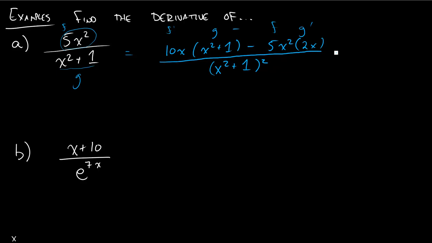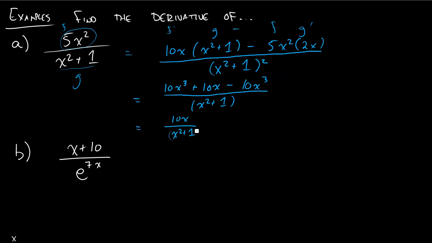If I were to have this on an exam, the top would probably be simplified some. I would probably multiply some of this stuff out and combine it. So I would probably end up with 10x cubed plus 10x minus, and 5x squared times 2x is 10x cubed. And this is all going to be divided by x squared plus 1. Now, notice that I have a 10x cubed and a minus 10x cubed, so these two things will go away, and I'll just be left with 10x divided by x squared plus 1.